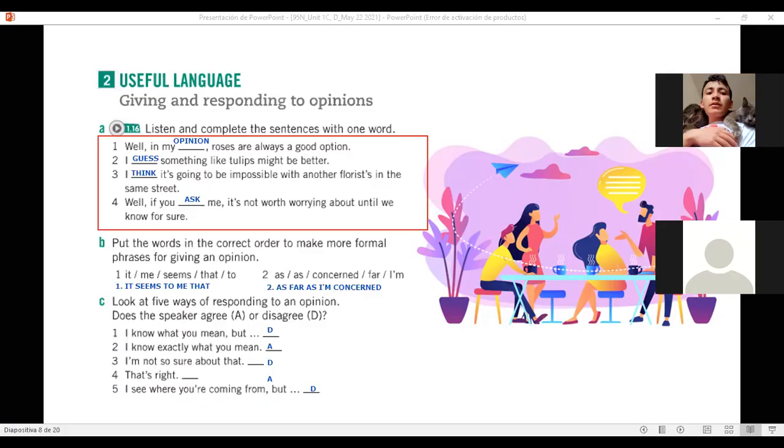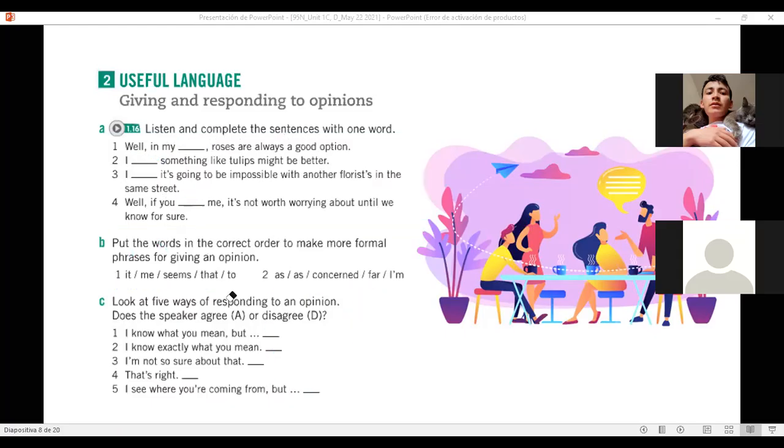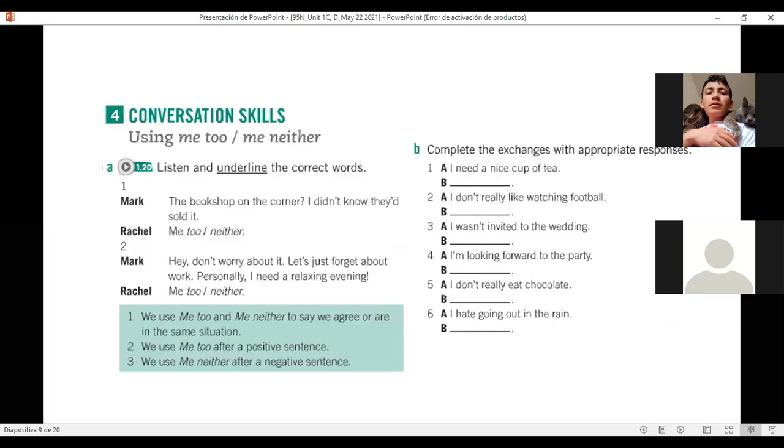Now, pay attention to the next one because it's going to help you to also answer to some opinions. Tenemos otra forma también de responder a ciertas opiniones. Look at this. Just give me a second. I need to erase everything. Okay. So, look at this.